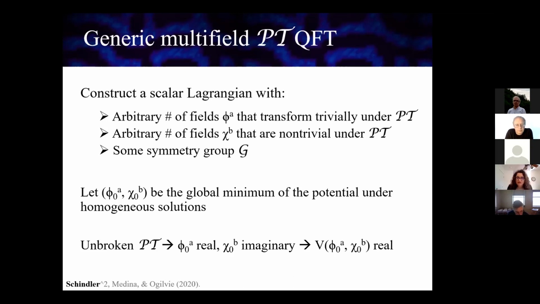And of course, if this system has an unbroken PT symmetry, then phi naught is going to be real. Chi naught is going to be imaginary. So the potential is going to be real at the global minimum. This is just the pure parallel of what we had before for the PT extended phi to the fourth theory.